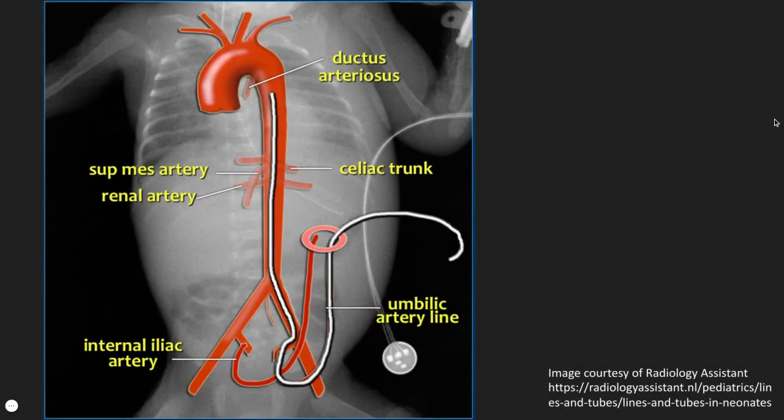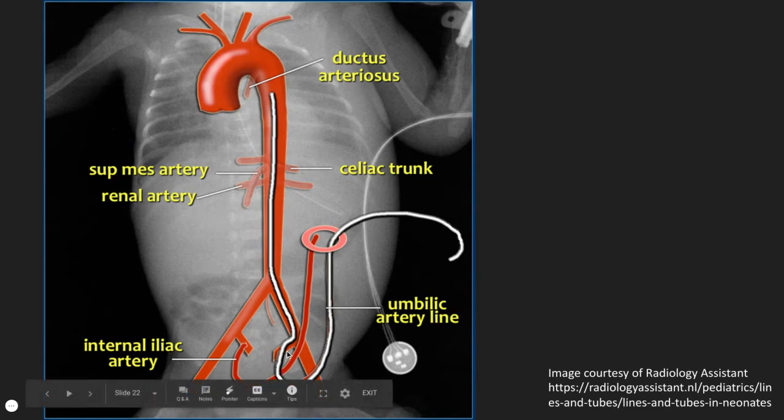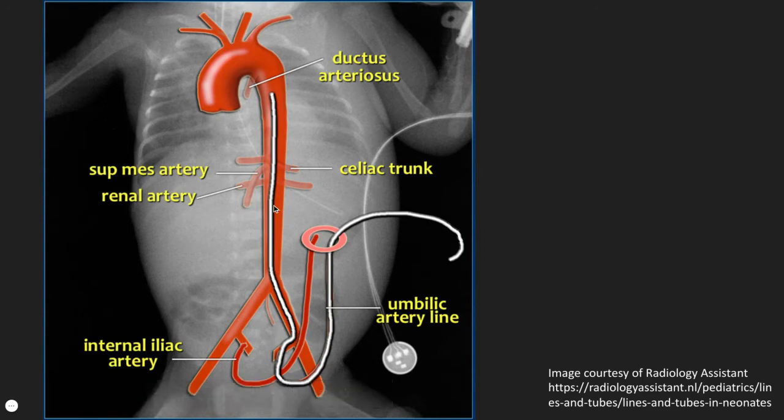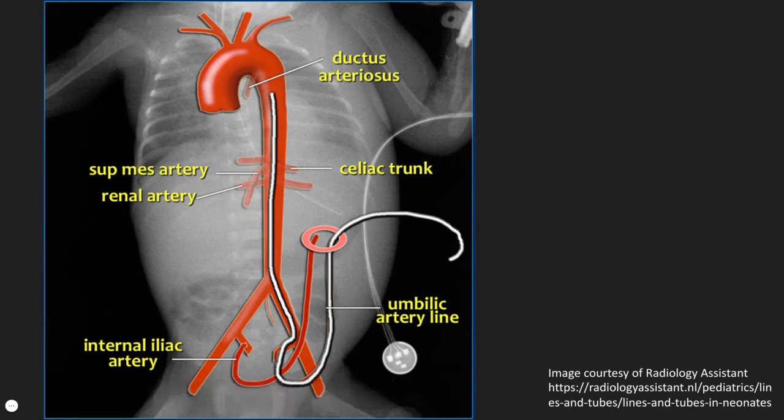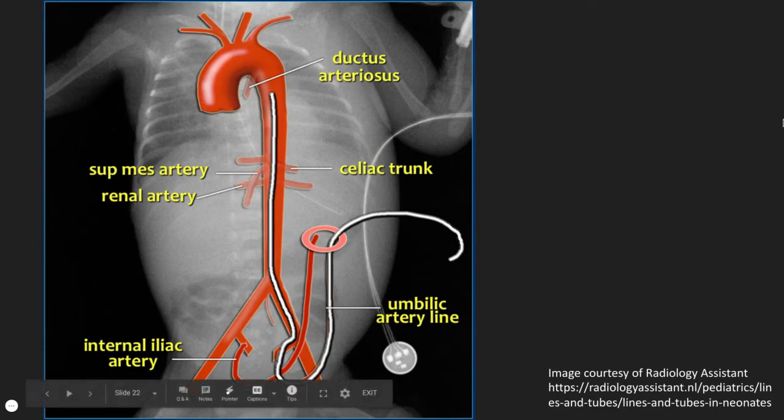This is a diagrammatic representation of the course of the umbilical arterial catheter, or UAC for short. Upon entering the umbilical arterial line, it takes a dip and then ascends via the internal iliac artery and then up to where it finally resides in the descending thoracic aorta. The dip that it takes on entry is the most reliable way of distinguishing it from an umbilical venous catheter, or UVC.